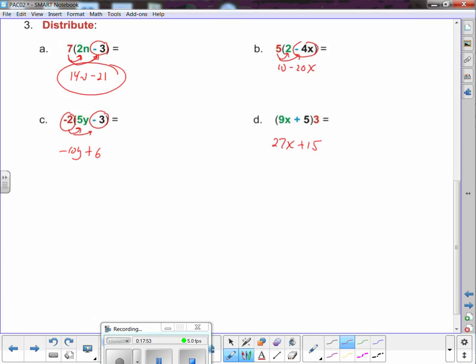Okay, so here's what Emily just said to do. She kind of did it backwards, right? She did 3 times 9x. That's exactly what she said, right? And got 27x. And then she did 3 times a positive 5 is a positive 15. And you know what? That works. Matter of fact, when I distribute like that, that's the way I do them.